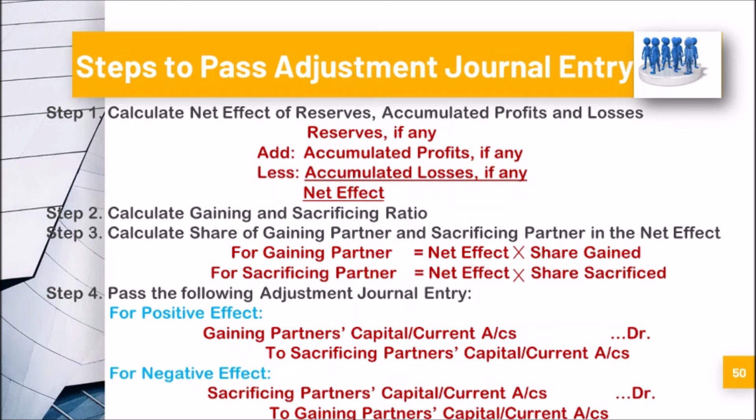Pass the following adjustment journal entry. For positive effect, gaining partners' capital or current accounts debit to sacrificing partners' capital or current accounts. For negative effect, sacrificing partners' capital or current accounts debit to gaining partners' capital or current accounts. Only one thing is new here in comparison to chapter number 4. Here, wherever we are writing gaining partner, it also includes the new partner. Only this is a twist here. So whenever we are writing the gaining partner, we will mention the account of the new partner as well, because he is gaining the entire share.